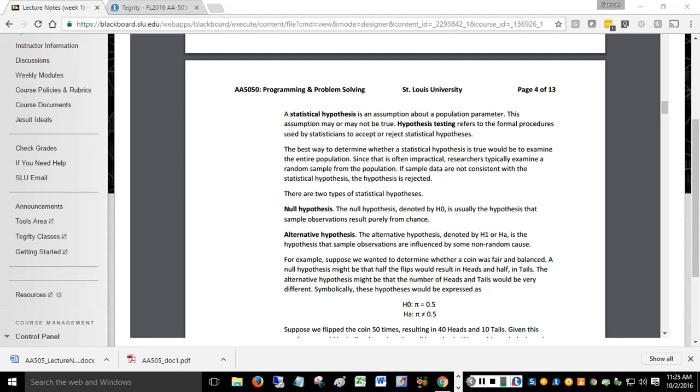So a statistical hypothesis is an assumption about a population parameter. The assumption may or may not be true. You have to test it. So hypothesis testing refers to the formal procedures that you're going to use to accept or reject these hypotheses. The best way to determine whether a hypothesis is true is to examine the entire population. That's often impractical and not possible, so they will take a random sample of the population, and then that is used to conduct the hypotheses.